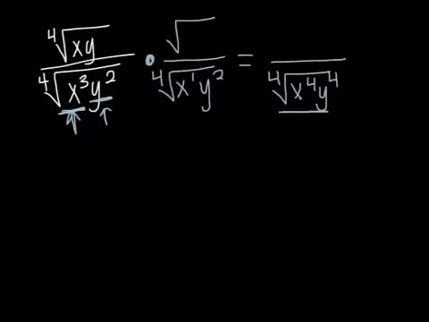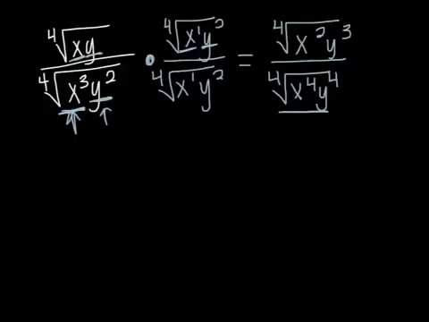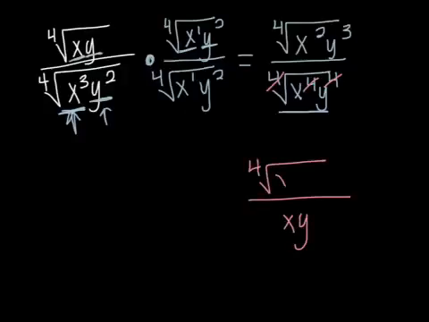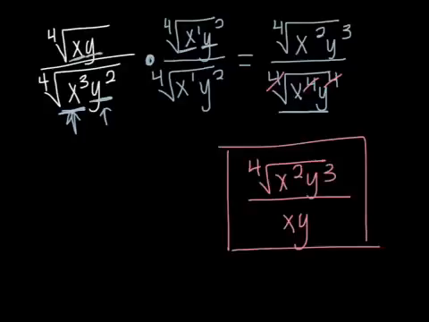So I multiply the top and the bottom by the same piece. When I simplify the top, I get the fourth root of I have 1x and 1x for a total of 2. I have 1y and 2y's for a total of 3. Now my goal is to simplify. Well, the 4's cancel and I have xy on the bottom, and on the top I have the fourth root of x squared y to the third.